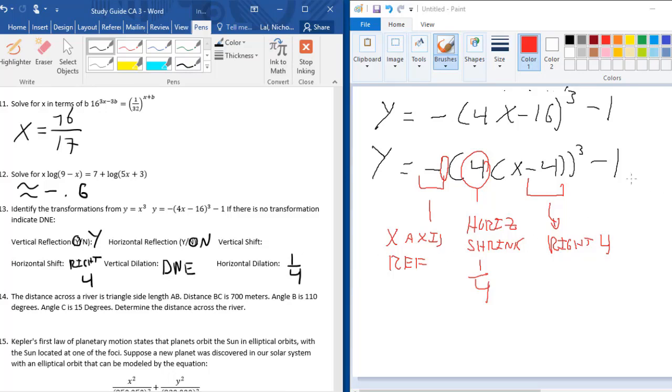All right, and last is my vertical shift. That minus 1, it's outside the function, so it does exactly what I think it does. That moves us down 1. So our vertical shift is down 1. Okay. So that's 13. It's tough if you don't know what the steps to do, it's not tough if you know to factor and what to identify.